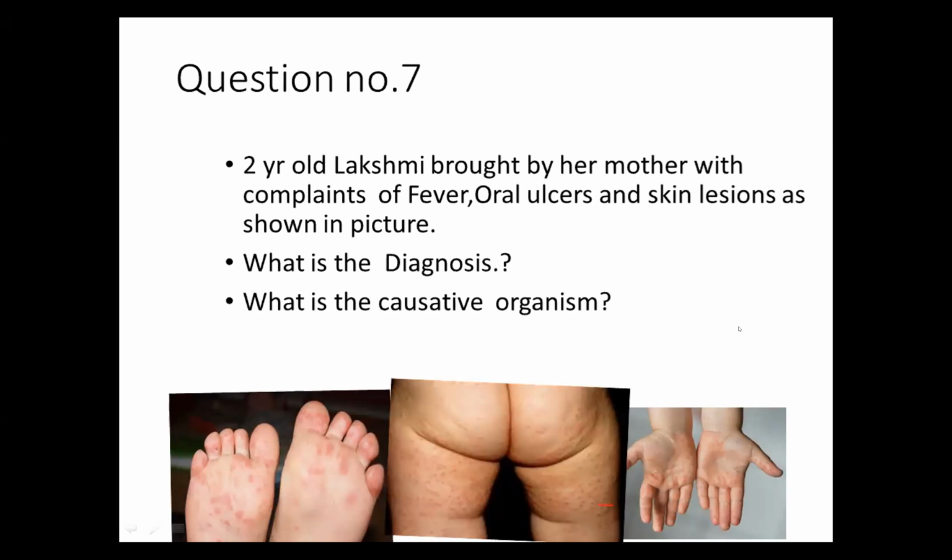R is for rickettsial infection. S is for secondary syphilis, which is not so commonly seen nowadays. And one more S: always think of staphylococcal toxic shock syndrome. All those syndromes can present with rashes on the palms and soles.